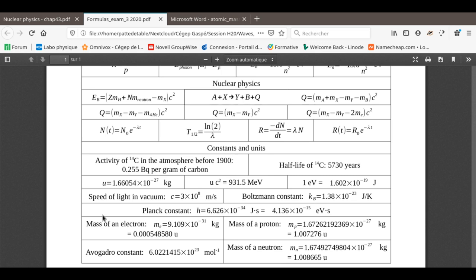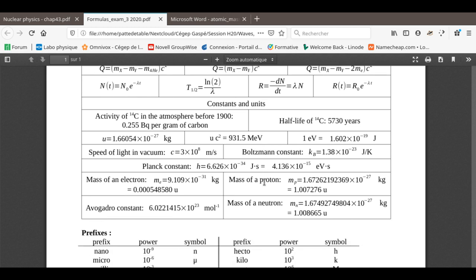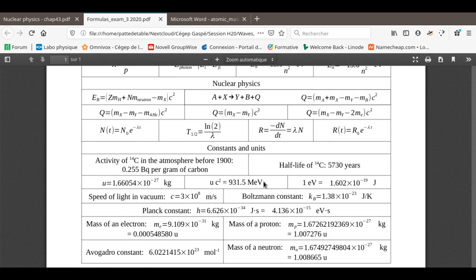For other particles, I give you the mass of an electron both in kilograms and in units of U. Same thing for a proton and a neutron. I also remind you that U has this value in kilograms. In all of the energies, you always have U times C squared, which is why it is useful to have a given value directly for this. So you can just replace U times C squared by this value. And that's about it for this part.